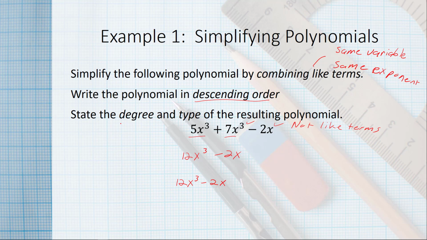Now this actually is a binomial since we have two terms. The degree of the polynomial is 3. And then again, since we actually have two terms, this is a binomial. Okay, so that takes care of this particular example.